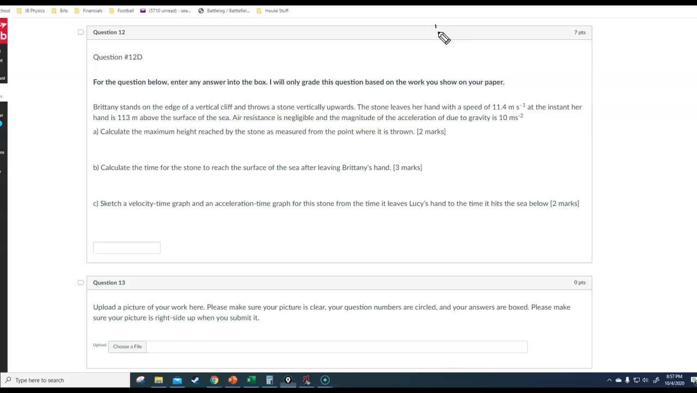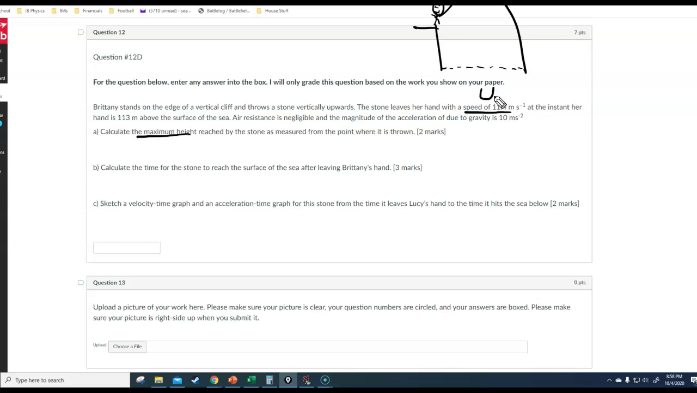So we're basically on a cliff. Brittany's on a cliff, and she throws a stone up, and then it goes down into the sea below. Okay, and we're asked to find the maximum height reached by the stone as measured from the point where it's thrown. So we know it's a free fall problem because we've seen this before.